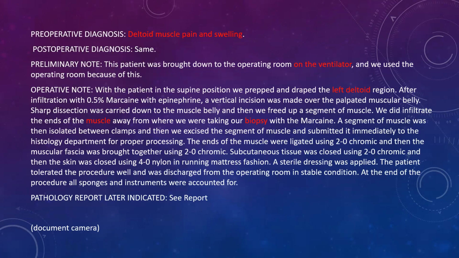So we have a patient with deltoid muscle pain and swelling. That's the preoperative and postoperative diagnosis. They also have come in on a ventilator. And then we have performed a muscle biopsy of the left deltoid. Okay. Now this is a lot of information about how we closed, how we opened, sterile dressing, the patient tolerated the procedure well, and all of that. We accounted for all of our sponges and everything.